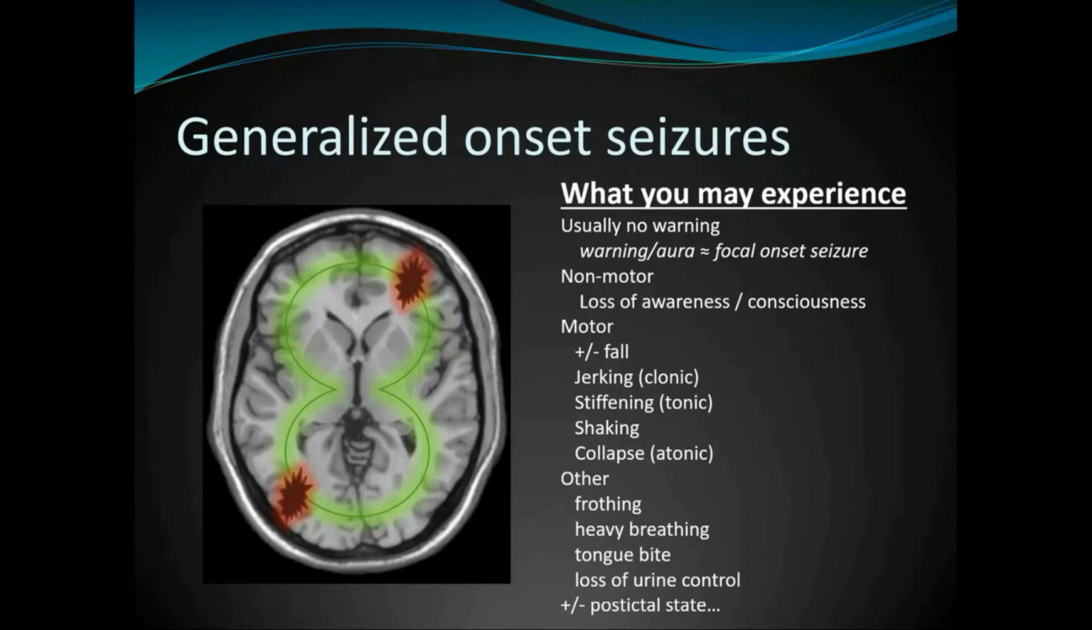With motor features during a generalized onset seizure, people may fall, they may collapse, they may have jerking or stiffening or shaking of both sides of the body, rhythmically. A little later during the seizure, people can have other things like frothing at the mouth or heavy breathing. They may bite their tongue. They may lose control of their urine.